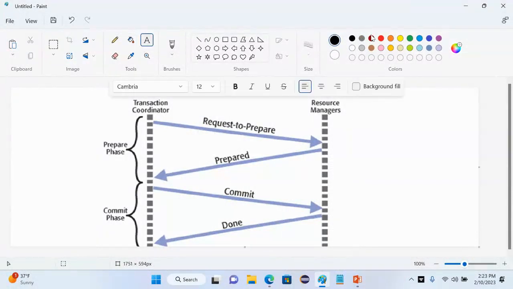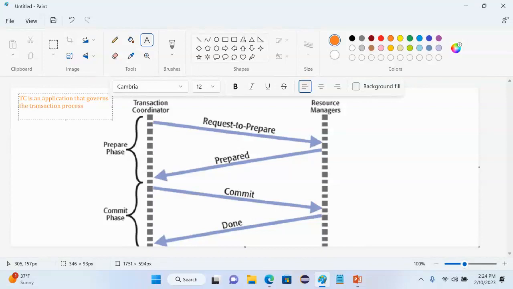Now, the first thing, we have to talk about the players in this game. Okay? So the first one is the transaction coordinator, or the TC. So the TC is an application, what we might call a software agent, but basically think an application that governs the transaction process. And the resource managers, RMs, are applications that govern a set of one or more databases. Okay, so each resource manager, in a sense, owns one or more databases, and the transaction coordinator tells all the resource managers what to do.